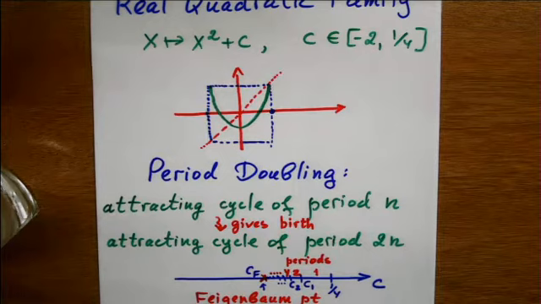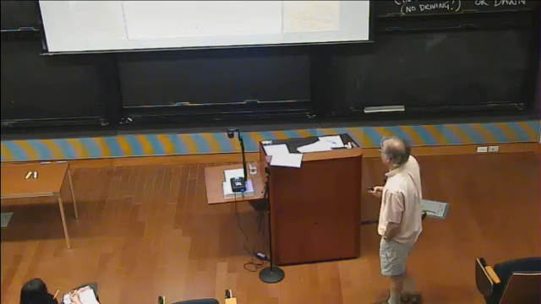Then there is the next bifurcation point when this attracting cycle of period 2 loses its attractiveness and gives birth to an attracting cycle of period 4. It persists for some time, etc., etc. So we have this cascade of doubling bifurcations. And this cascade converges to the limiting point, which is called the Feigenbaum point. So it actually had been known since the 60s, this cascade of doubling bifurcations.